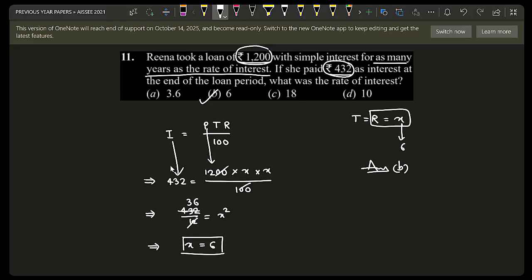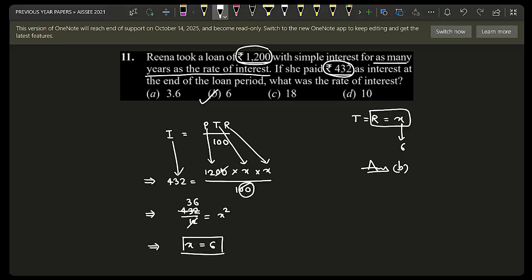Other students who are raising hands, listen once again. Time period and rate of interest, they said, are the same. As many years as the rate of interest, meaning time period and rate of interest are both the same. That's why for T I used x, and for R also I used x. So the substitutions are over. Now only simplification is left.